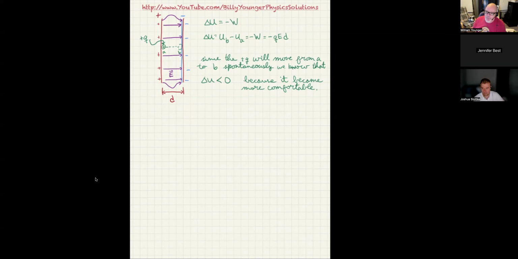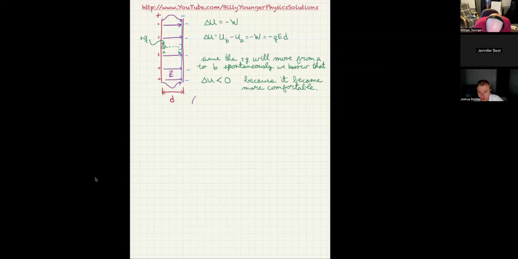You're not going to feel comfortable as a positive charge being next to a positive charge, but you will feel comfortable next to a negative charge. So the fact that the positive charge moved from the positive plate to the negative plate spontaneously tells us it went from discomfort to comfort, and therefore the change in potential energy was a decrease. So it actually lessened the potential energy. All things, in fact, tend to go to a decrease in potential energy on their own.